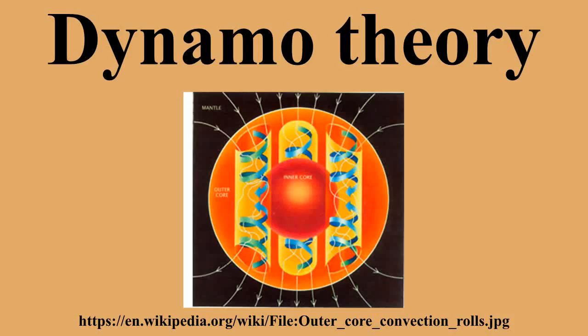In physics, the dynamo theory proposes a mechanism by which a celestial body such as Earth or a star generates a magnetic field. The dynamo theory describes the process through which a rotating, convecting, and electrically conducting fluid can maintain a magnetic field over astronomical time scales. A dynamo is thought to be the source of the Earth's magnetic field, as well as the magnetic fields of other planets.